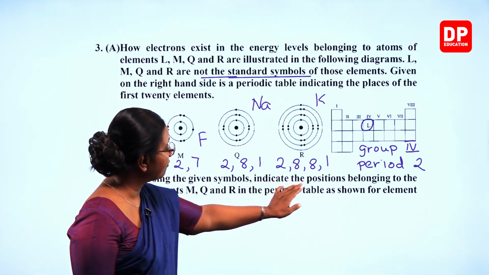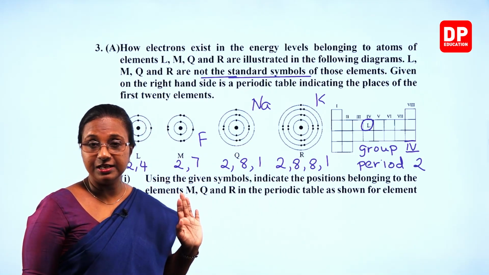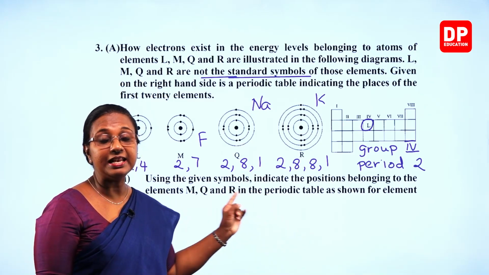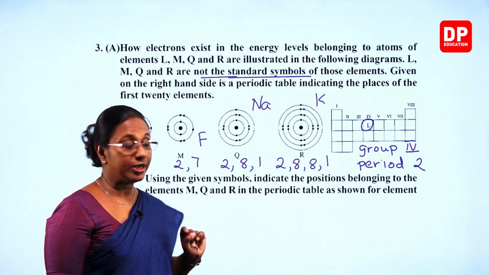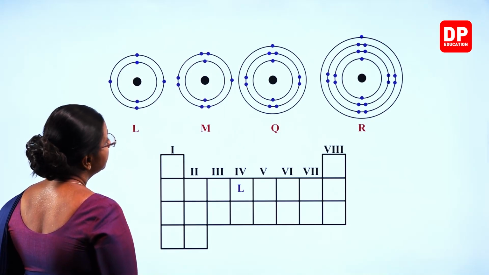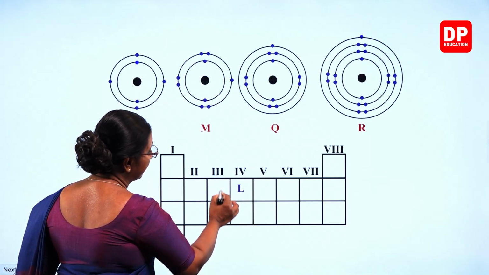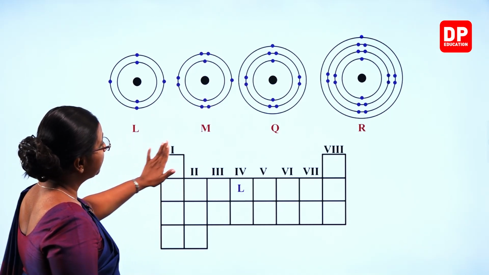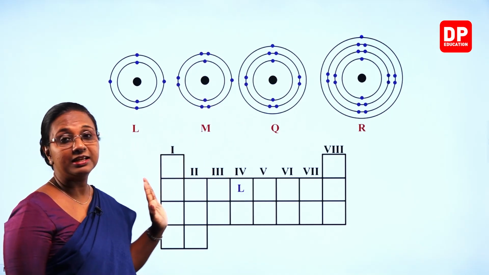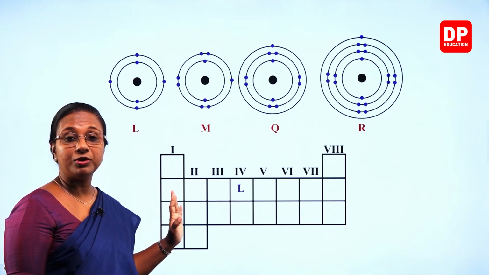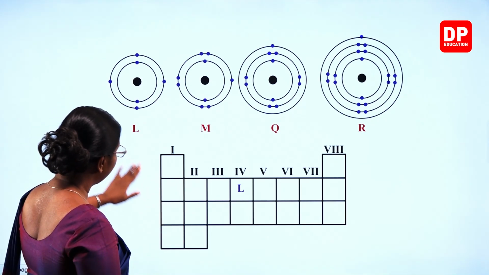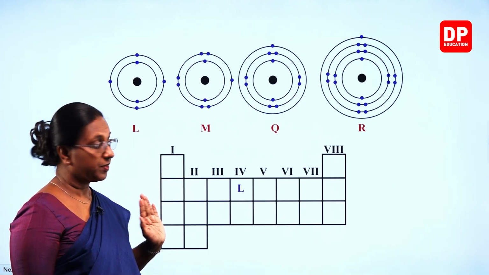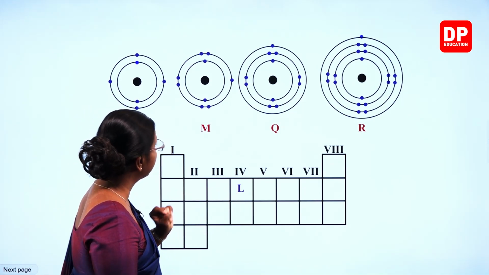Here I have already written the electronic configurations, but in the next slide I will fill up the periodic table. L has already been filled up for you. These are the same elements L, M, Q, R, given in color so that you can see them more clearly. I'm sure you will be able to fill them up here. So L has already been positioned.